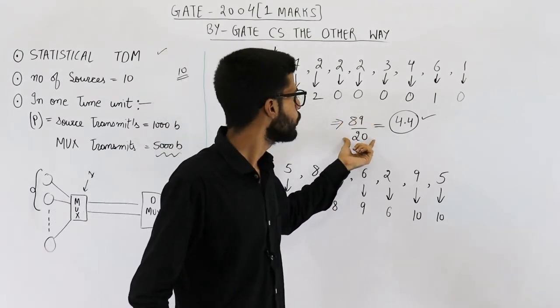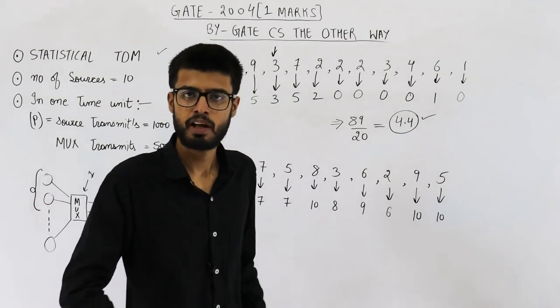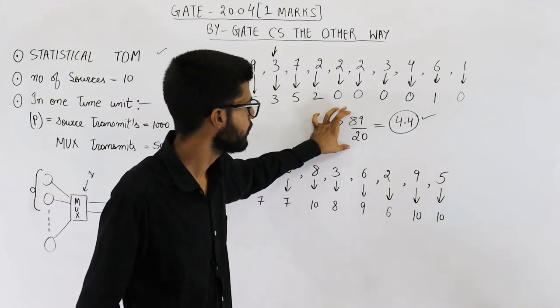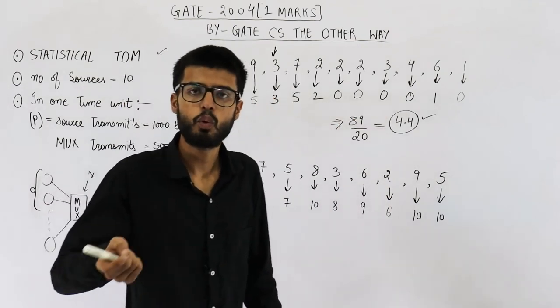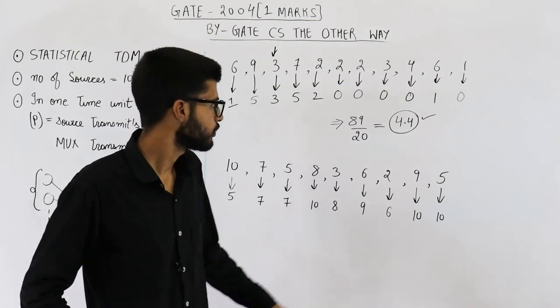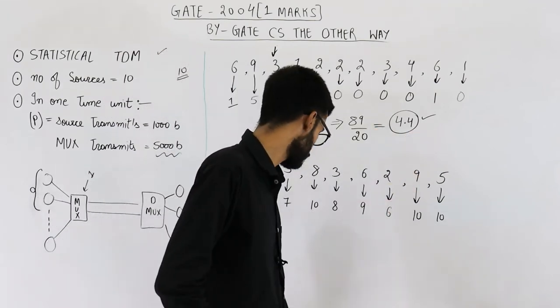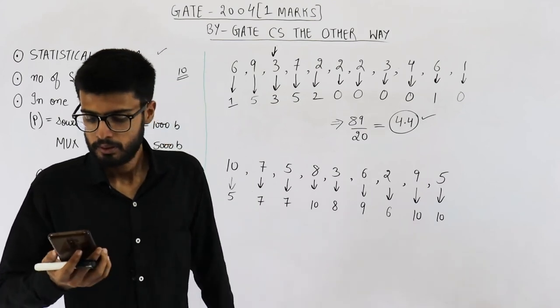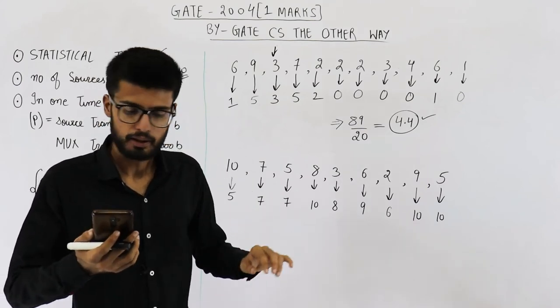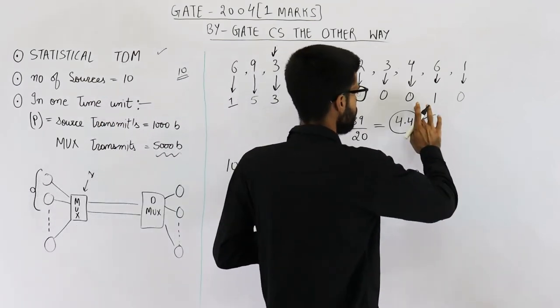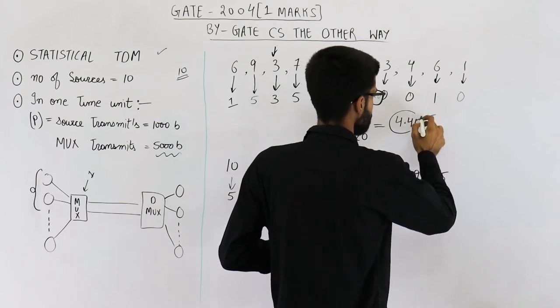To average it out, just divide by the number of time units analyzed. So it is 89 by 20. That will be 4.4 something. Okay. So the answer is option B, which was 4.45. Yeah. So it is 4.45 to be exact. Okay.